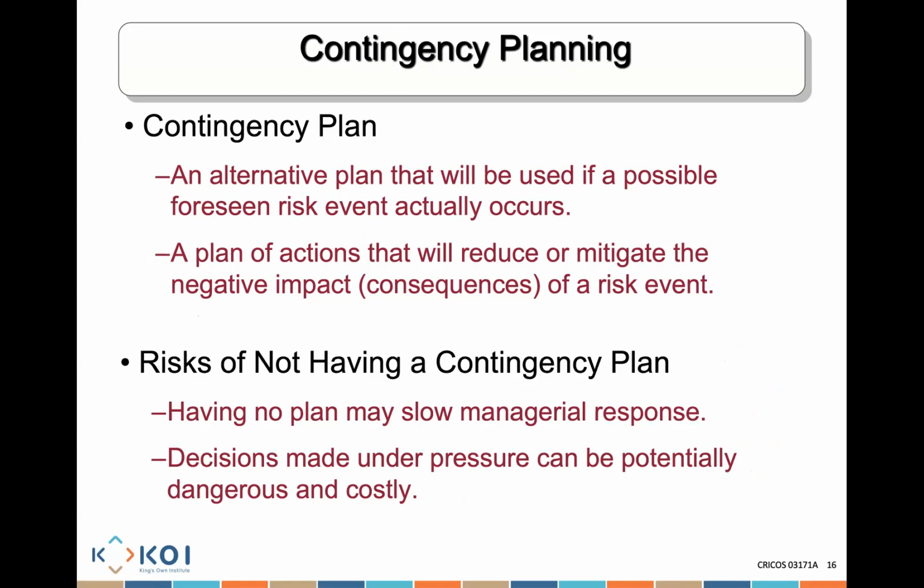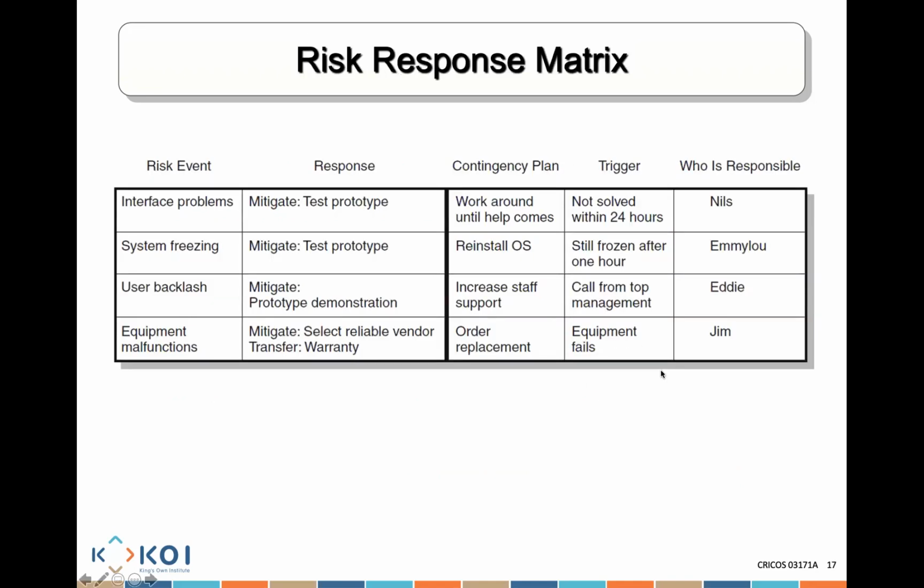The risk of not having a contingency plan, of not having a plan to deal with a problem when it occurs, is that it will slow your managerial response. There might be an issue that occurs, and it's going to slow that response when a problem actually occurs. Any decisions that are made under pressure, because we don't have a plan and haven't thought about it, are dangerous and could be costly. A lot of times I select the first decision rather than the appropriate and suitable decision for me at any particular point of time.